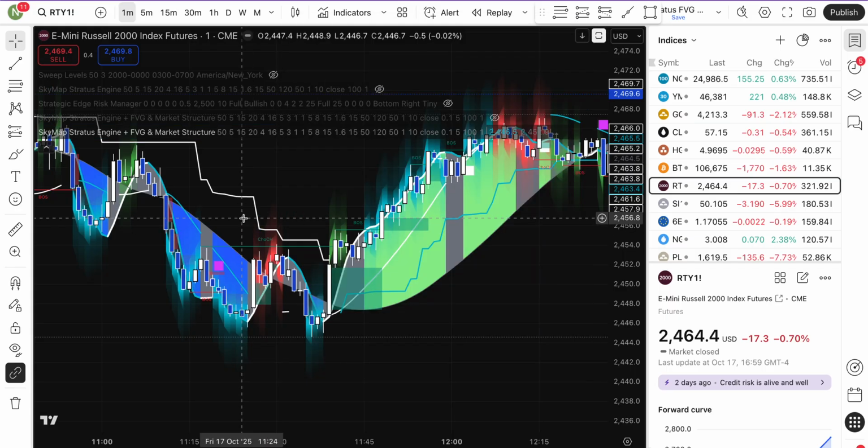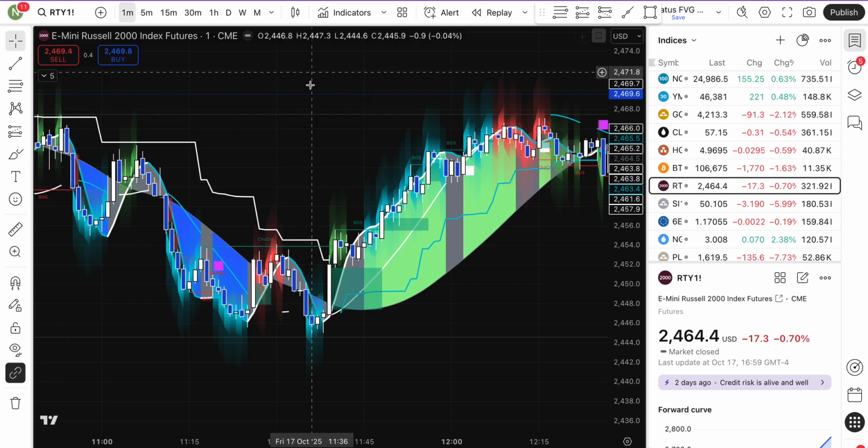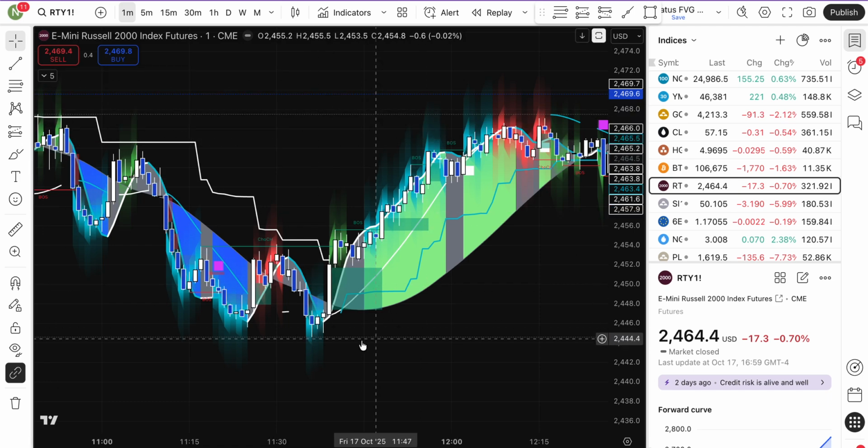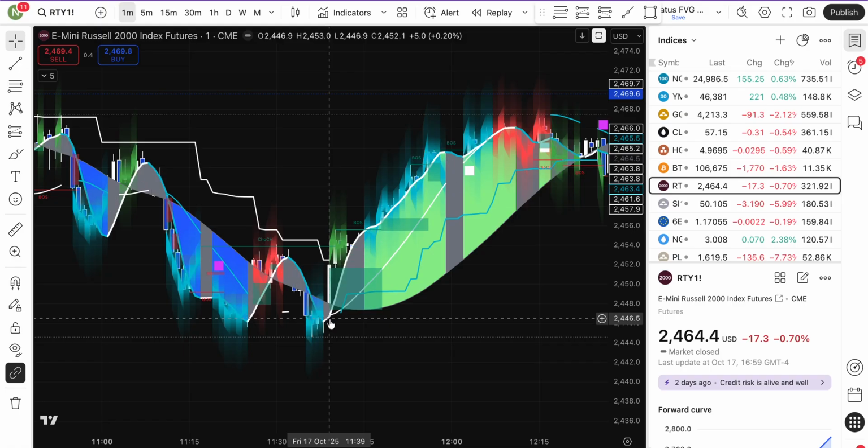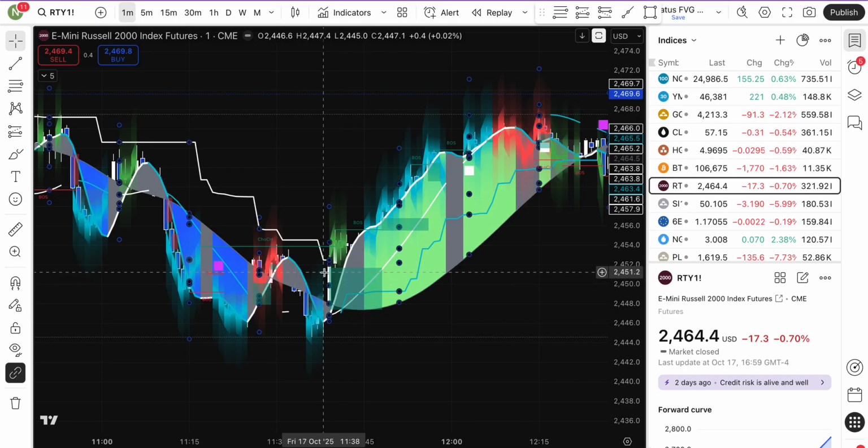So fair value gaps are, if you're not familiar, a three candle pattern. You see this shaded area right here is a fair value gap.